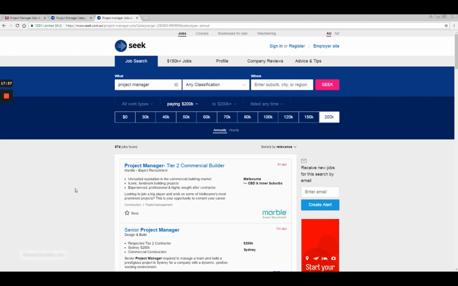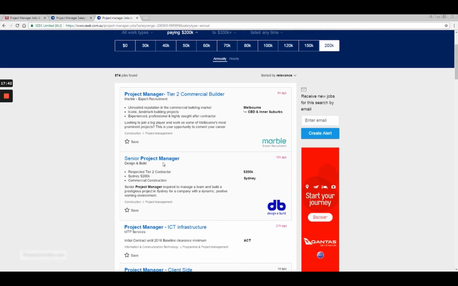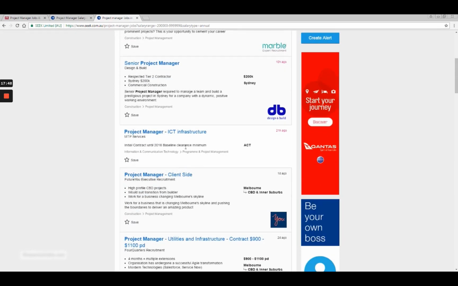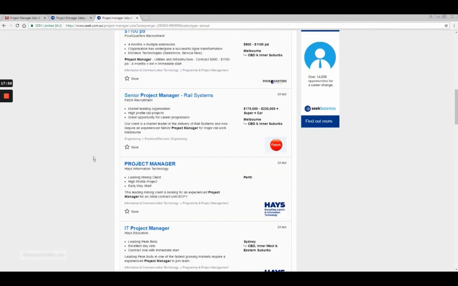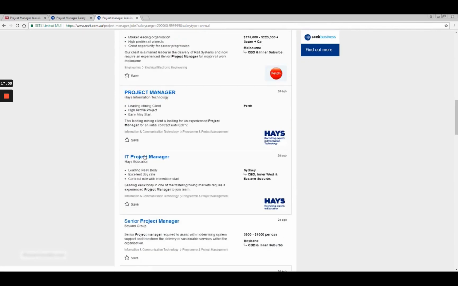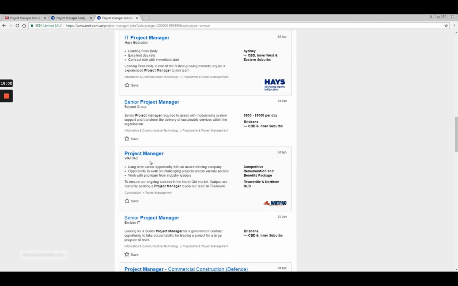And of course, you're going to find different industries here. For example, this is design and build. This is probably for a construction project manager, but there's one below for technology infrastructure and utilities. Let's see what's out there. IT. I think this one is a bank. Yep.